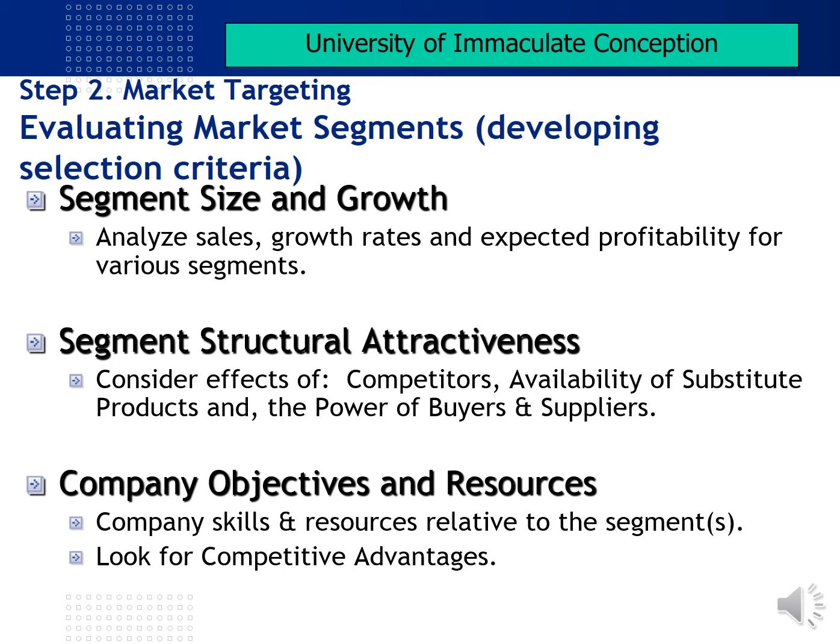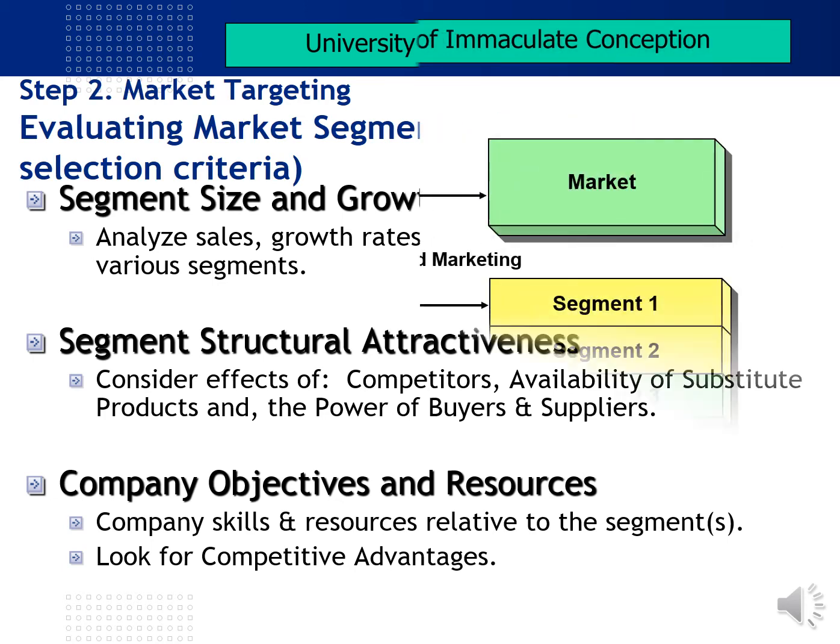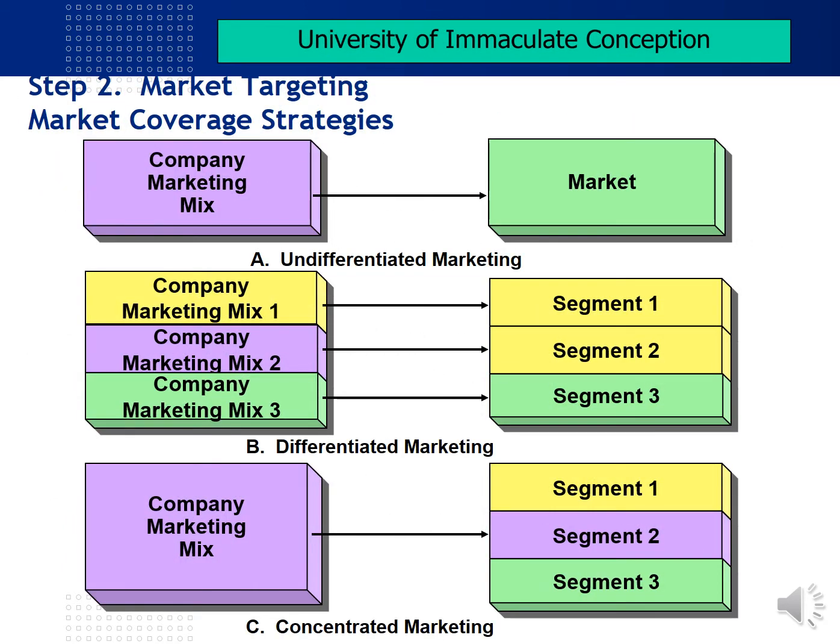The last one is company objective and resources. Company skills and resources relative to segments. Look for competitive advantage. So the next one is market targeting pa din, step 2, market coverage strategy. So this is what I've explained earlier regarding mass marketing, niche, and segmented marketing.